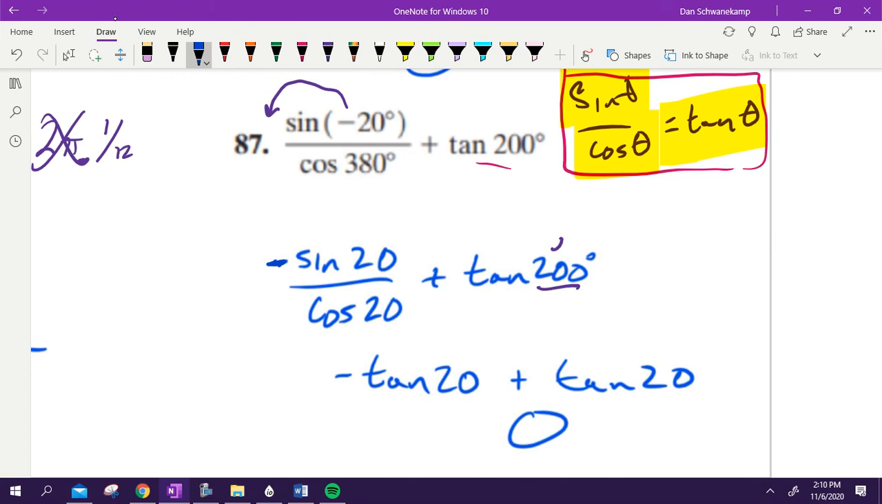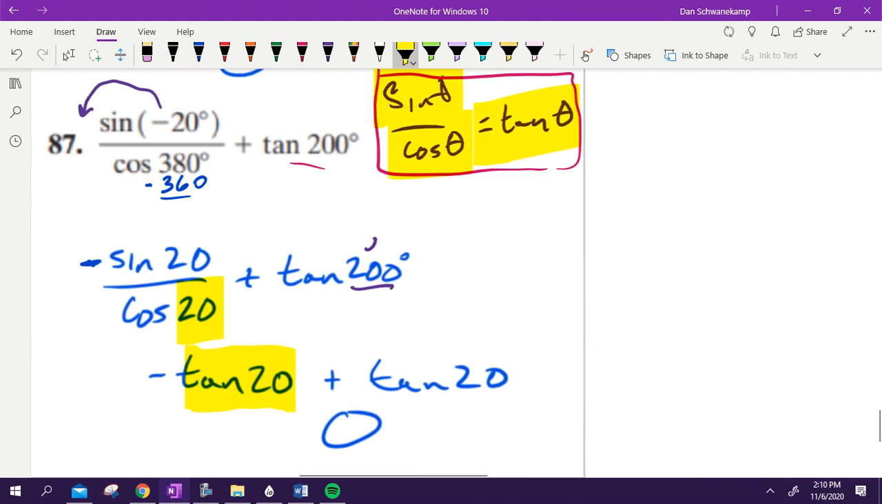Sine of 380. Well, 380, that's weird. But remember, if it's too big, I can subtract out 360. And if I do that, I am also left with cosine of 20. So now I have sine of 20 over cosine of 20. Oh, that is tangent of 20 with that negative sign we brought out in front. All right, so we simplified that.